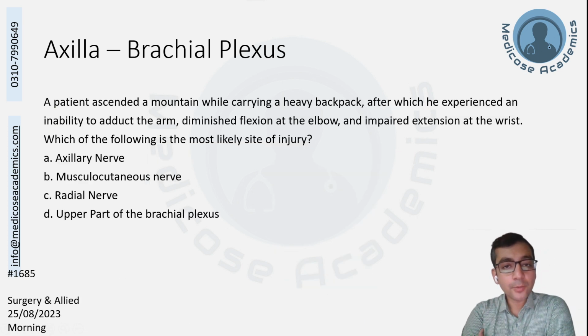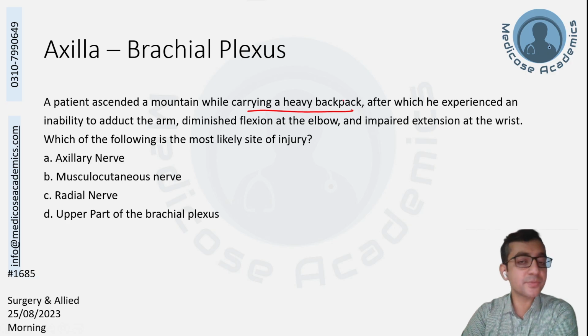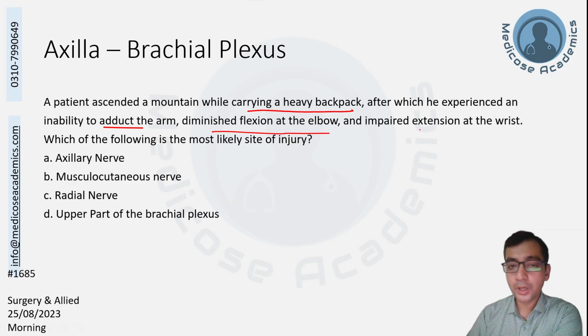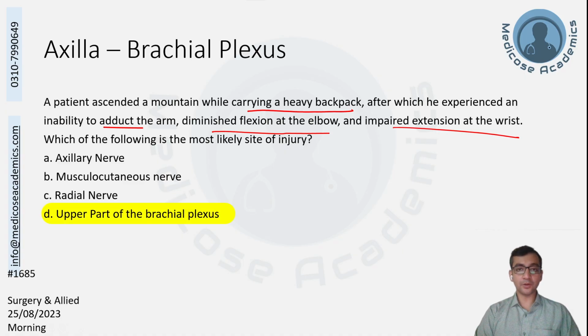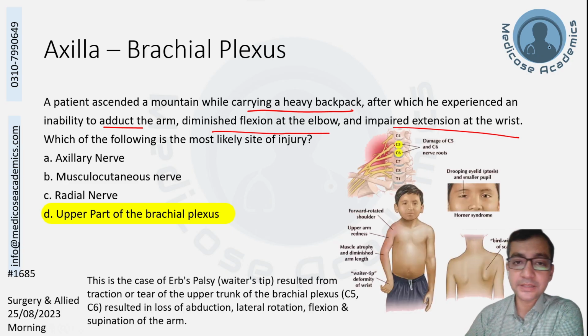A patient ascended a mountain while carrying a heavy backpack, after which he experienced an inability to abduct the arm, diminished flexion at the elbow, and impaired extension at the wrist. Which of the following is the most likely site of injury? The correct answer here is the upper part of the brachial plexus. That is a case of Erb's paralysis. Erb's paralysis occurs when the upper roots of the brachial plexus, either the upper trunk or the upper roots separately, have been injured.